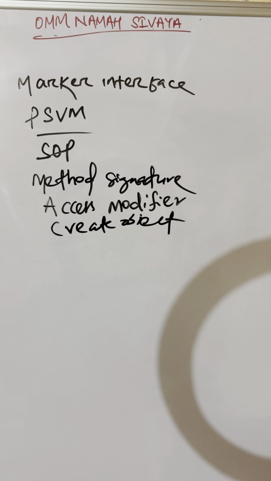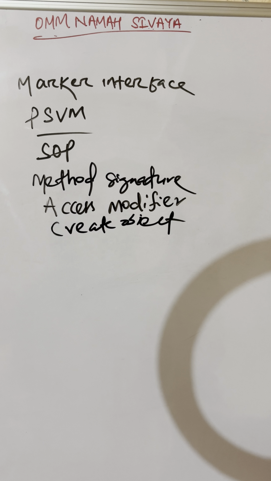What is marker interface? As a fresher, maybe you will face some kind of question like public static void main. What is the purpose of public? What is the purpose of static? Someone may ask you. The next question, SOP, nothing but system.out.println. What is the purpose of that? What is method signature? What is access modifier? How can we create an object? So these are the questions. In this session we'll close the OOP concept, and in tomorrow's session we'll start the next topic.